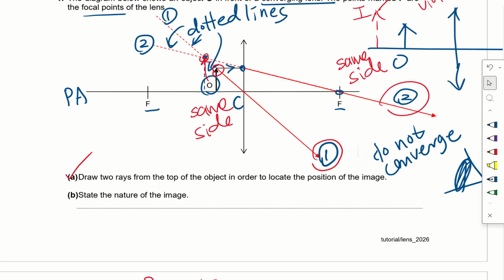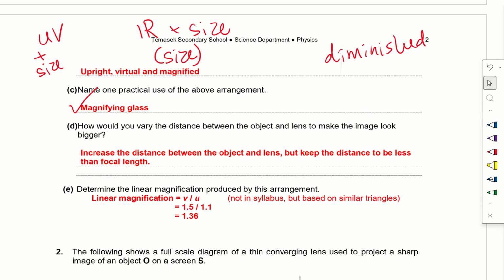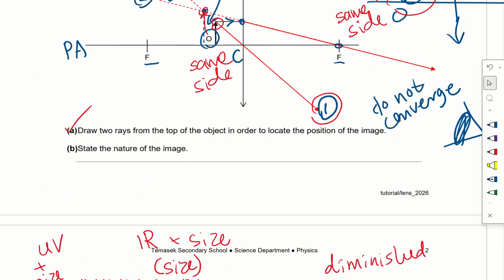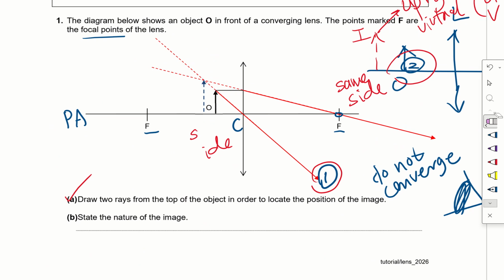If you want it to look bigger, the answer here says increase the distance between the object and the lens, but keep the distance to be less than focal length. I'll explain the first part first. I can actually use a drawing to show that. Maybe I'll erase this part. The question says I want the image to be larger. So I can try out what happens if I increase the object distance from the lens.